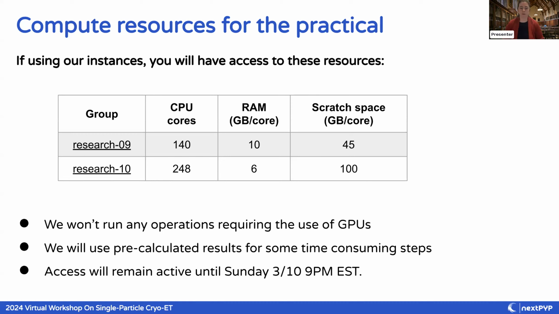We're not going to run any operations requiring the use of GPUs today, so no RTOML, things like that, because we do not have enough GPUs to support 40 people running on all of them. And then we're going to use pre-calculated results for some of our very time-consuming steps, like our particle alignments, things like that. And access to these instances, if you're using our lab instances, is going to remain active until Sunday evening. So you have some time to run it after the conclusion of the workshop if you need to do things later.